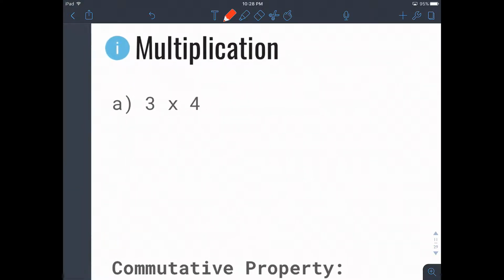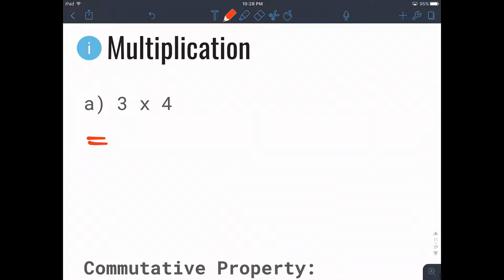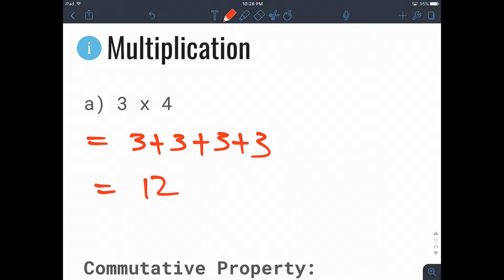So let's do a multiplication. In this case, we're multiplying 3 by 4, where we are adding 3 four times, because it is repeated addition. Therefore, 3 plus 3 is 6, 6 plus 3 is 9, and 9 plus 3 gives us 12.